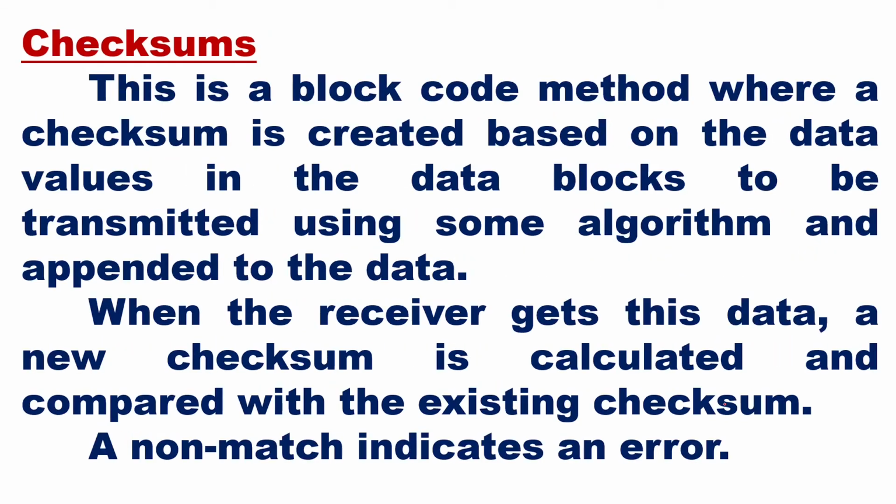Then we'll go to the next method of error detection, which is called checksum. This is a block code method where a checksum is created based on the data values in the data blocks to be transmitted using some algorithm and appended to the data. Then it will be included with the data. When the receiver gets this data, a new checksum is calculated and compared with the existing checksum. A non-match indicates an error. If it matches, there is no error. This method will also be understood if we take an example for it.